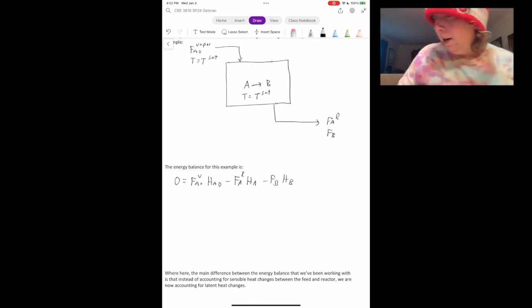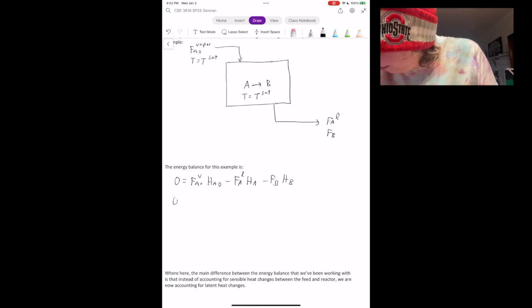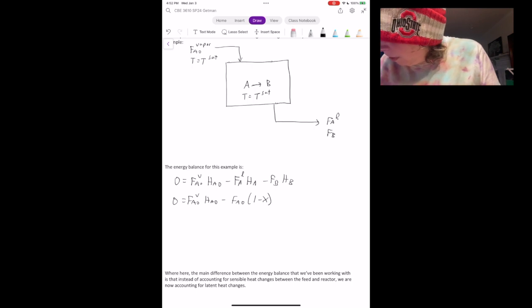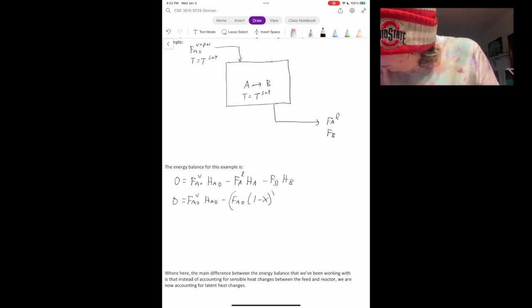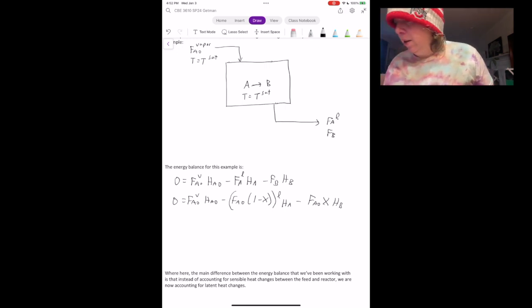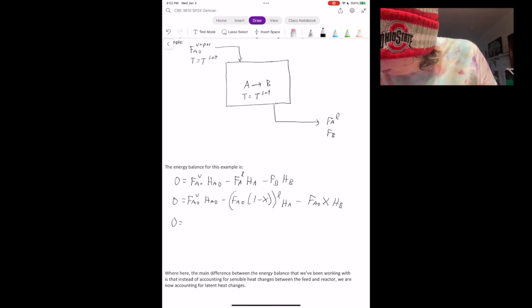Okay, so now if we go and simplify here, 0 equals FA naught, this is a vapor, HA naught minus FA naught, 1 minus X, that's our FA term, and maybe we'll make ourselves aware here that this is a liquid. This is our FA term. This is a liquid. HA minus FA naught X times HB. So if I go and expand out these terms, I get FA naught, HA naught.